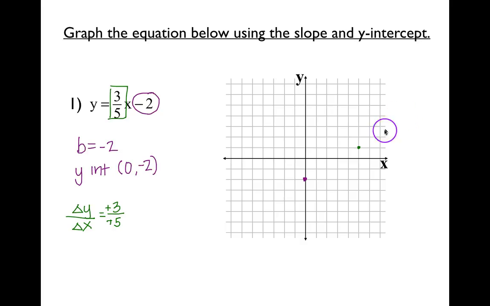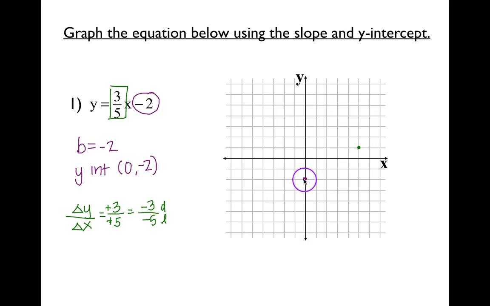Now, I have another option because 2 points isn't enough for my liking. I need at least 3 or more. So here, what could I do? I can now do the opposite. What is the opposite of a +3? A -3. What's the opposite of a positive 5? A negative 5. So in this case, negative 3 would mean 3 down, and negative 5 would mean 5 to the left. So let me try that.